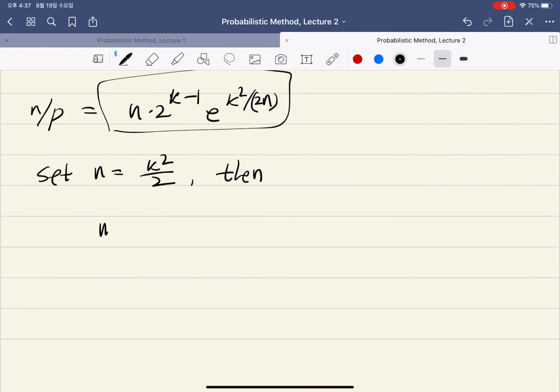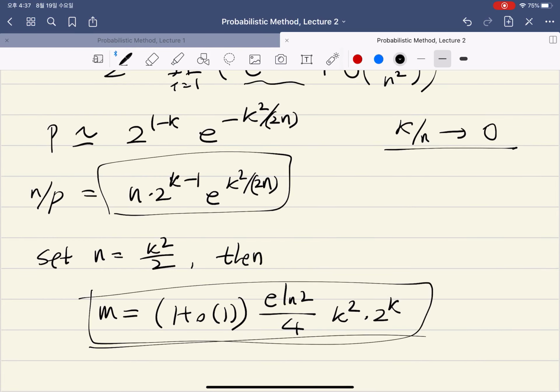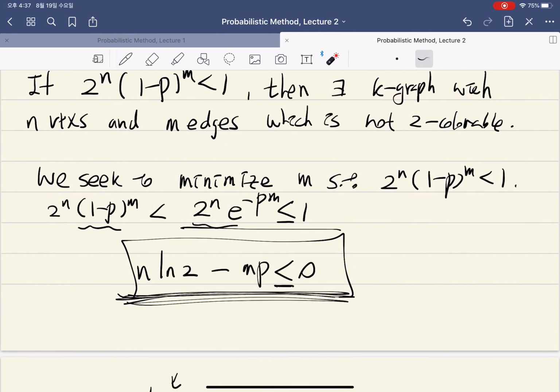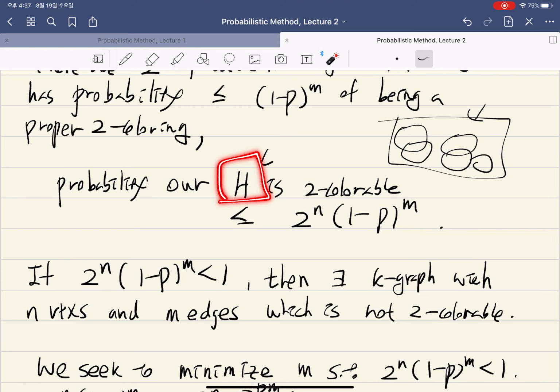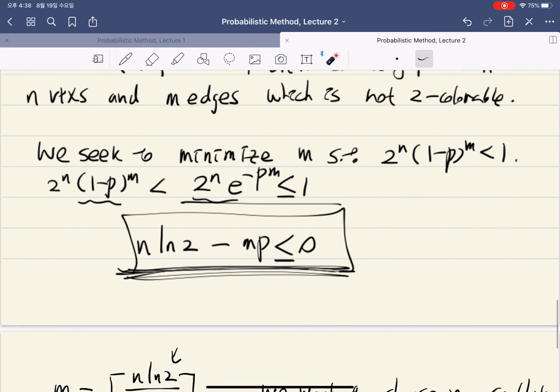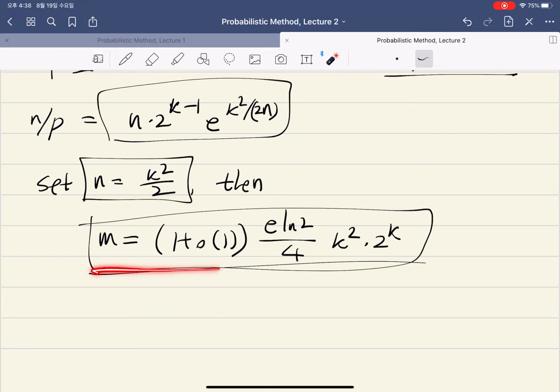Then what do we get? Then m is, actually we can compute this in this way. With this choice, we can actually show that this is smaller than 1. That means with this procedure, the randomly constructed hypergraph H has a positive probability of being not 2-colorable. So there exists a not 2-colorable hypergraph H with this many vertices and at most this many edges.